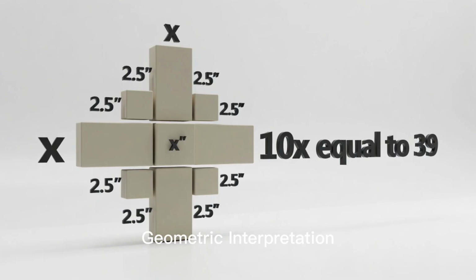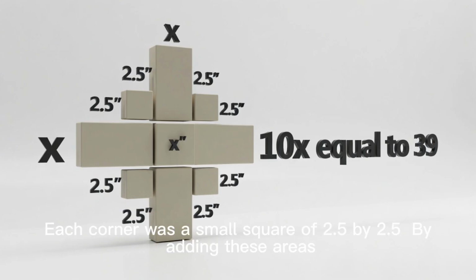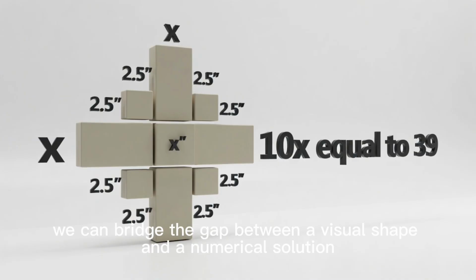Geometric interpretation. To solve x squared plus 10x equals 39, we can draw a square of side x to represent x squared, and add 4 rectangles of dimension x by 2.5 to each side of the square to represent 10x. This creates a cross shape. To complete the large square, we can fill in the 4 corners. Each corner is a small square of 2.5 by 2.5. By adding these areas, we can bridge the gap between a visual shape and a numerical solution.